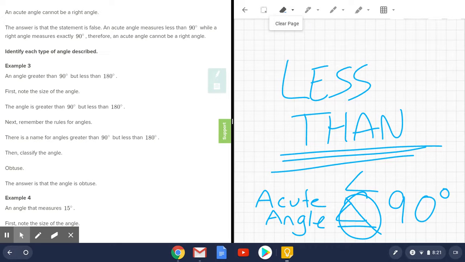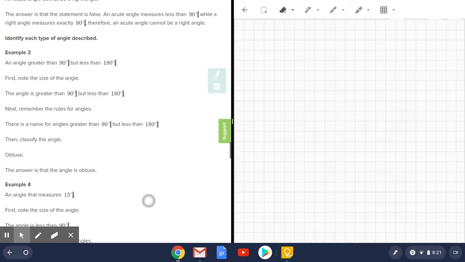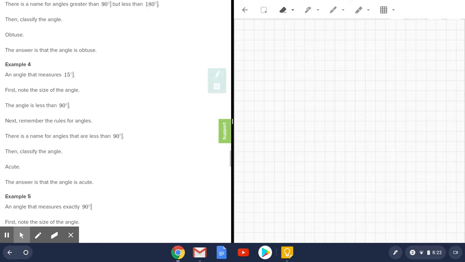Example 3, my friends. An angle greater than 90 degrees but less than 180 degrees. So it's greater than 90 degrees and it's less than 180 degrees. So if it's not exactly 90 degrees, it's not a right angle. If it's not 180 degrees, it's not a straight angle. So what do we call angles that are greater than 90 degrees but less than 180 degrees? We call them obtuse angles. Nice job, my friends.